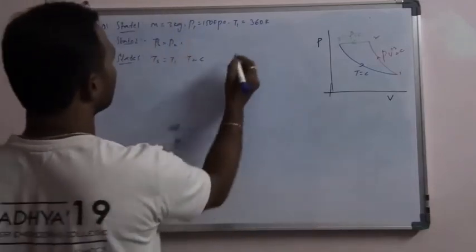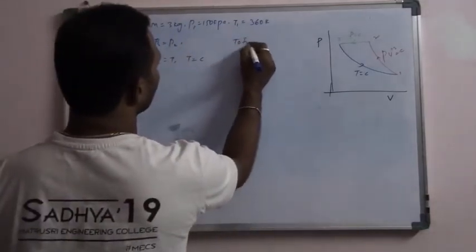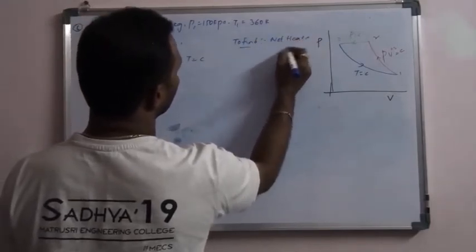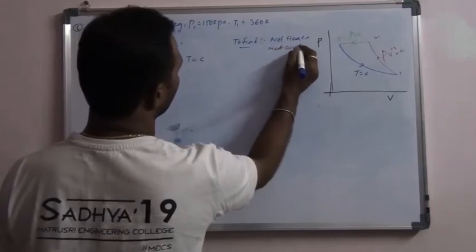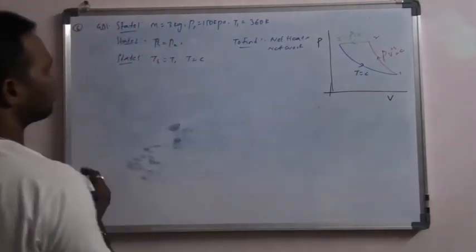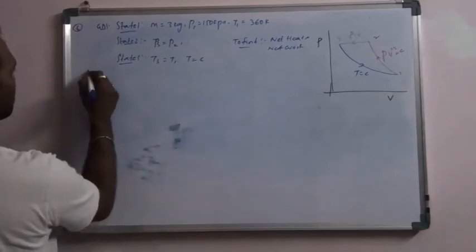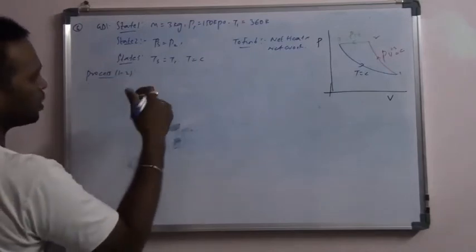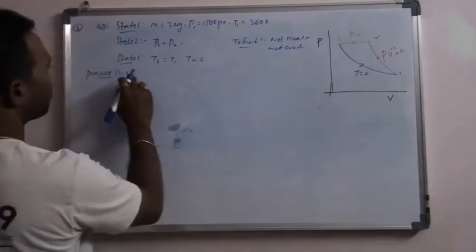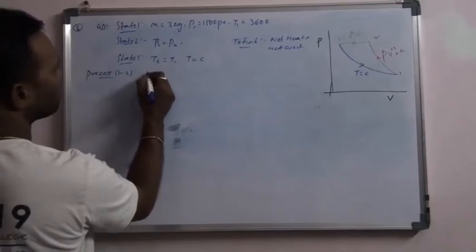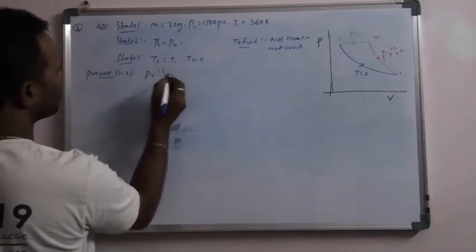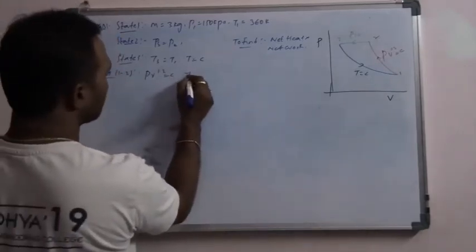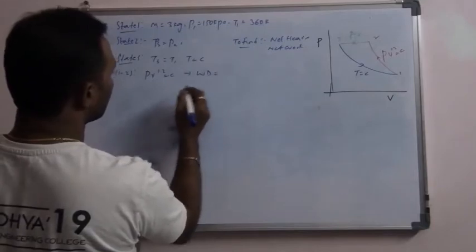So what else do we need to calculate? To find the net heat and net work, these are the things which we need to calculate. So let us start with the process 1 to 2. We will go with the processes one by one. In process 1 to 2, which is given as PV^1.2 is equal to constant, it is a polytropic process. So in this process, what we need to calculate is the work done as well as heat.